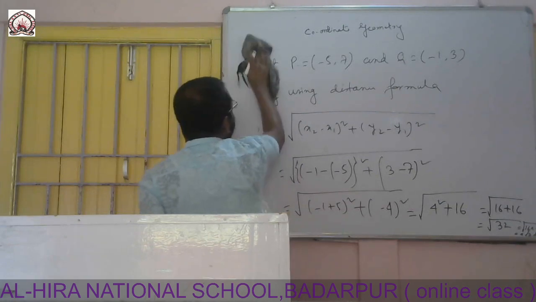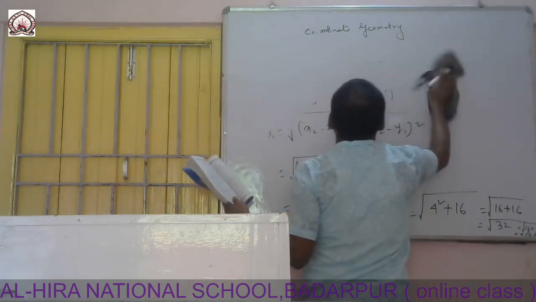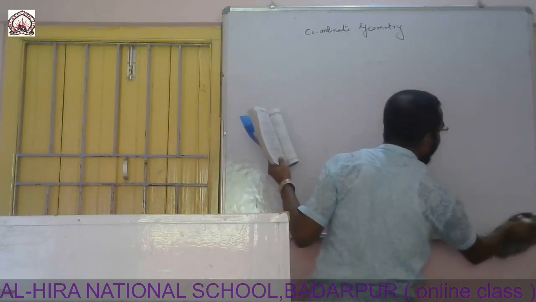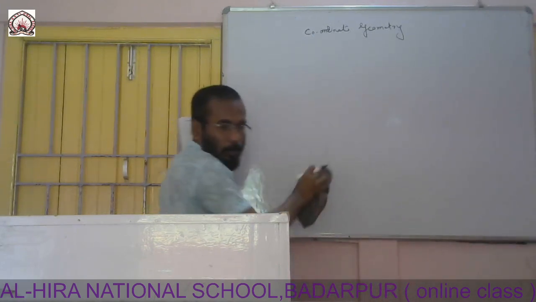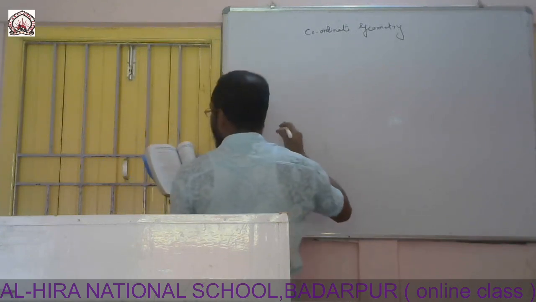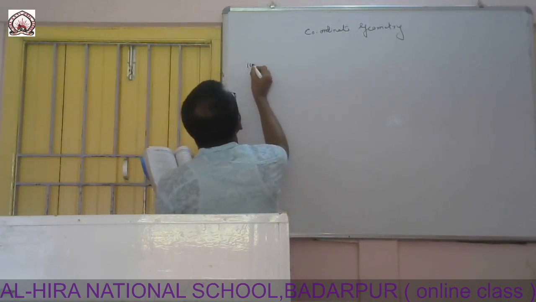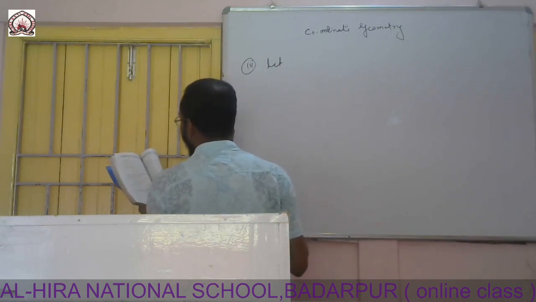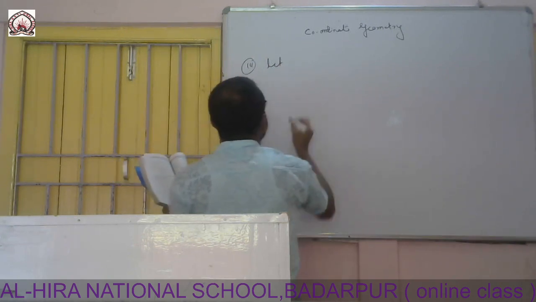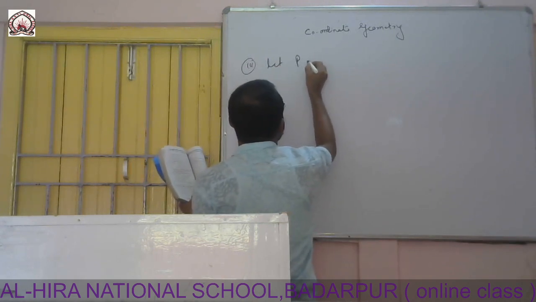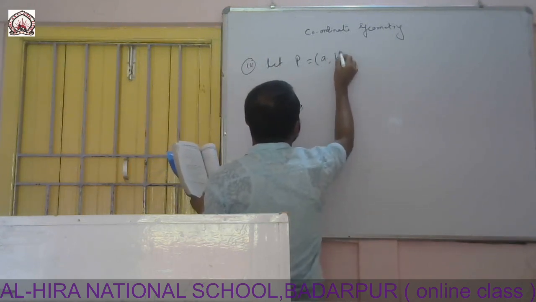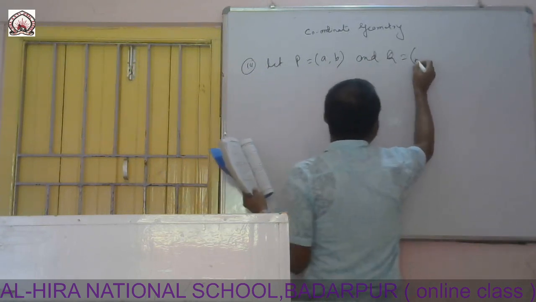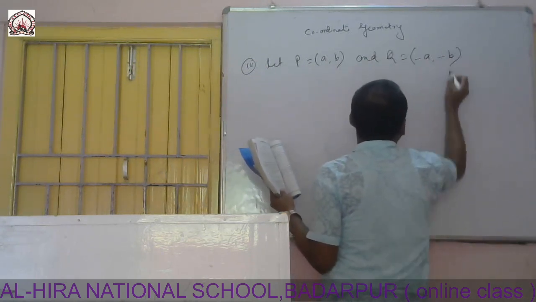Then question number 3 is the distance between the points a, b and minus a, minus b. So like earlier, let P is equal to a, b and Q is equal to minus a, minus b.